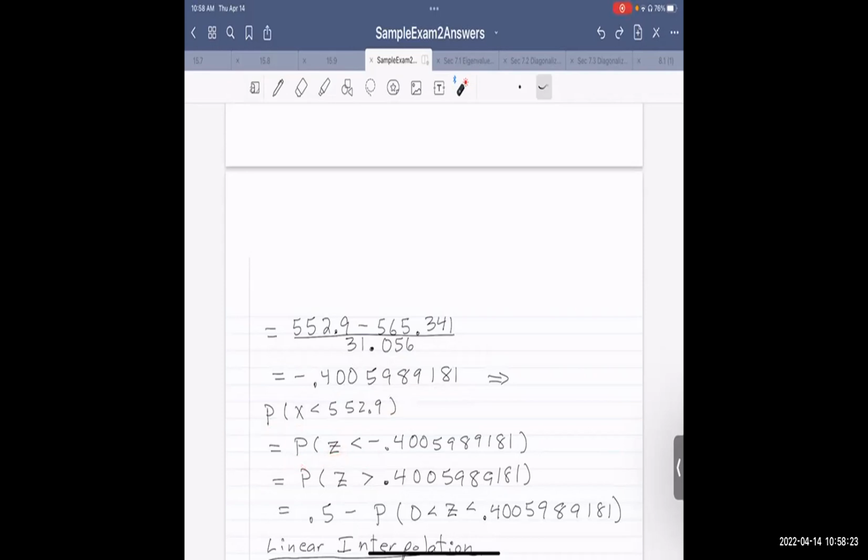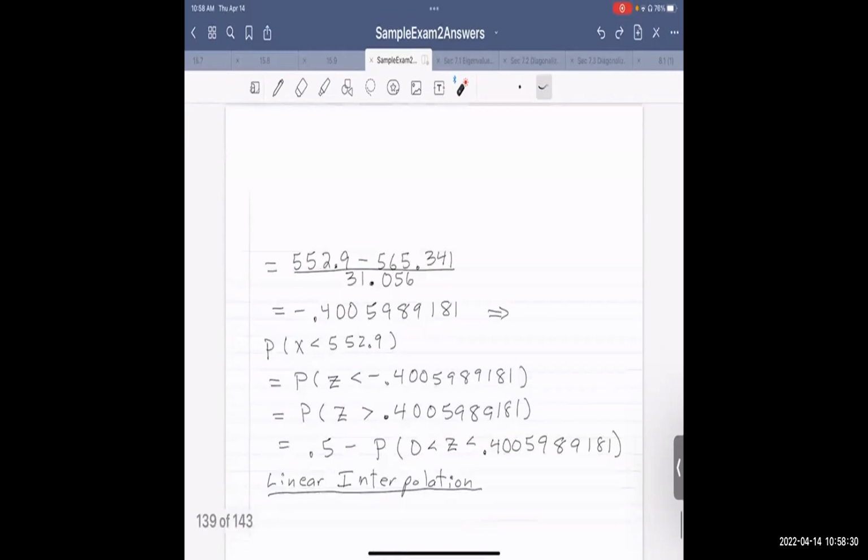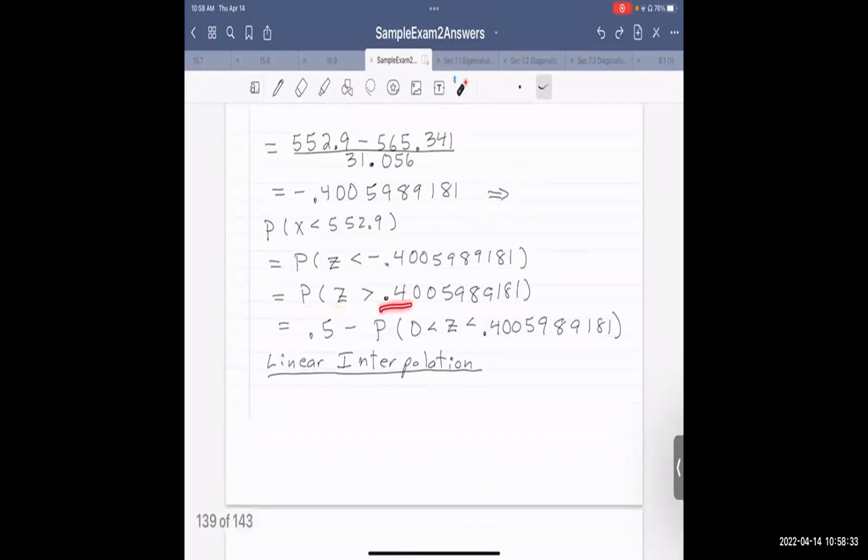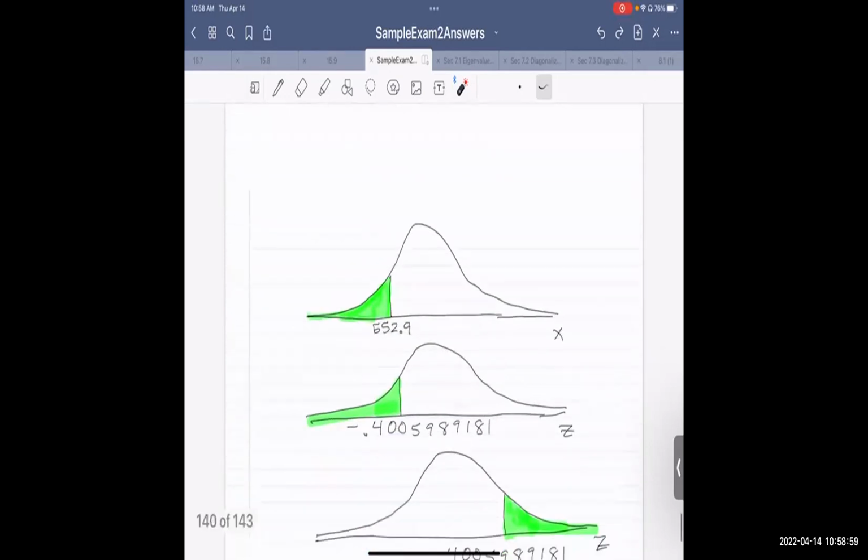And so the probability that X is less than 552.9 is the same as the probability Z is less than negative 0.400598981. By symmetry, that's the same as the probability that Z is greater than 0.400598981. And so I can just find the area of this right tail by doing 0.5 minus the area between 0 and the number 0.400598981. So let's use linear interpolation.